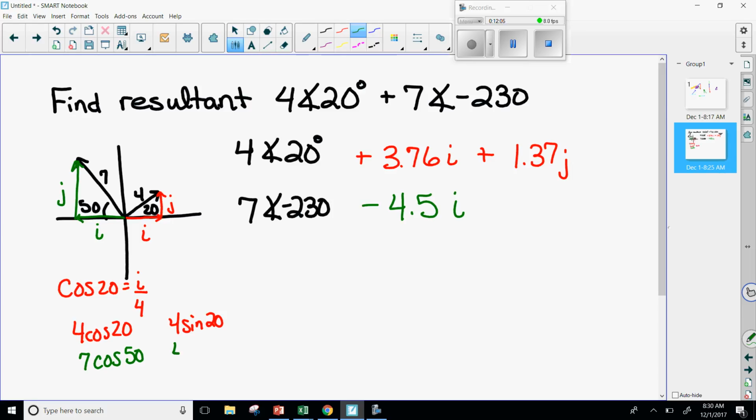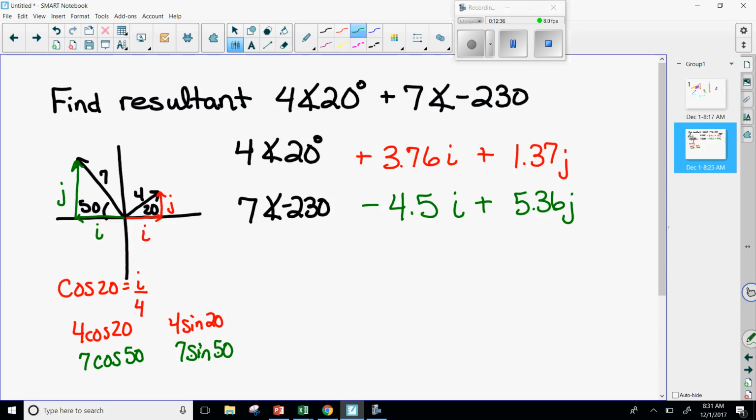And then I need 7 times the sine of 50. Man, I want to use 4 and cosine instead of sine. 7 times the sine of 50, which is going to be 5.36. And that value is going to be positive.